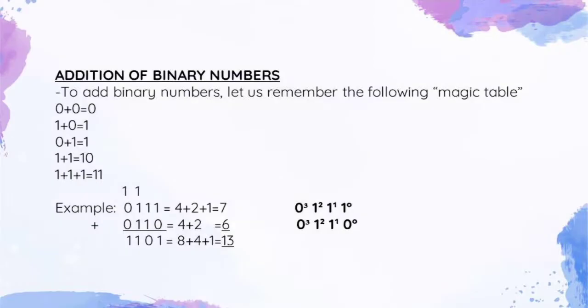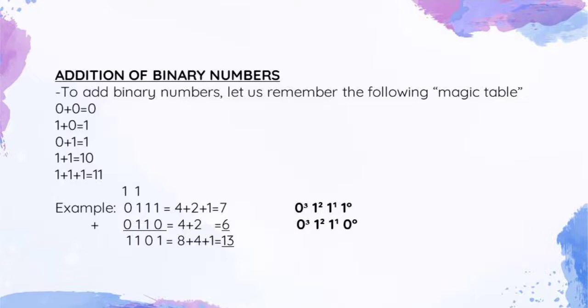The next thing that we have here is addition of binary numbers. To add binary numbers, let us always remember the following magic table, because this magic table is very important and useful in adding binary numbers. First, 0 plus 0 is equal to 0. Second, 1 plus 0 is equal to 1. 0 plus 1 is equal to 1. And 1 plus 1 is equal to 10. And lastly, 1 plus 1 plus 1 is equal to 11.